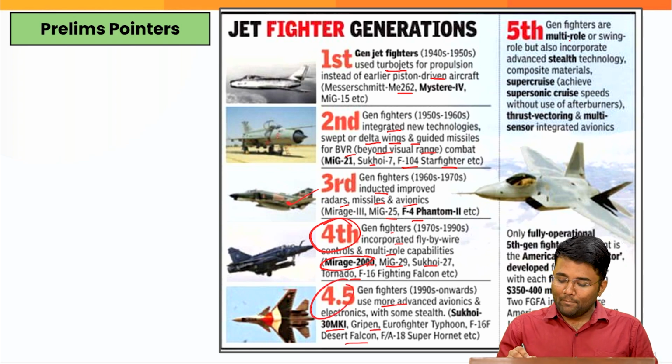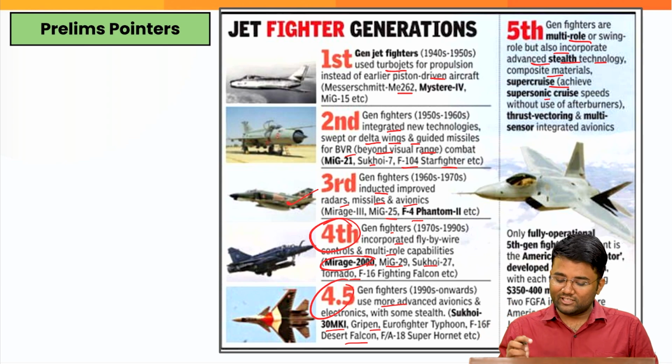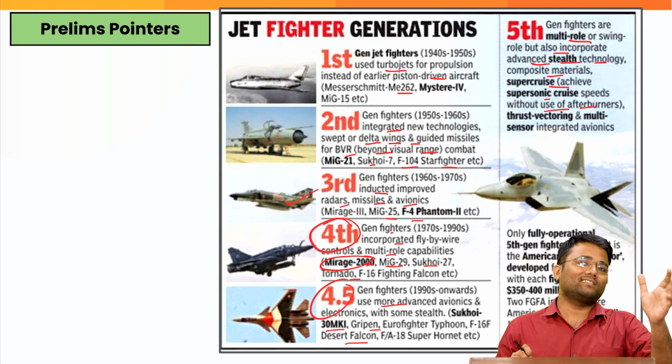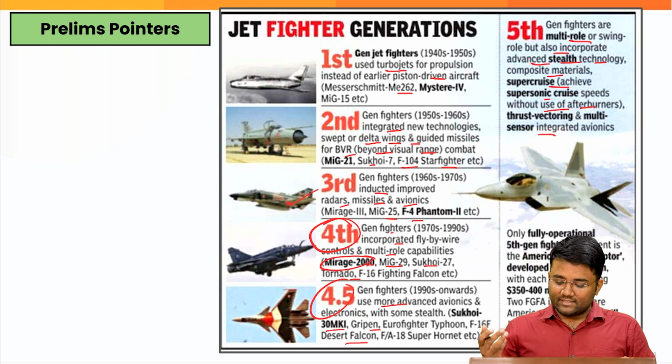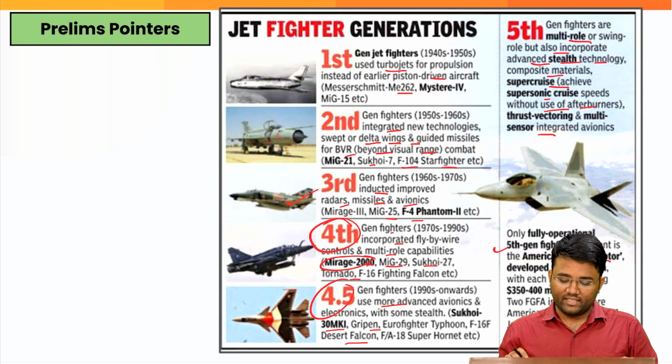Fifth generation are the multi-role or swing role, but also incorporate advanced stealth technology, composite materials, supercruise and supersonic cruise speeds without use of afterburners. And afterburners are actually the equipments that provide thrust to the aircraft. And they have the better sensors, integrated avionics. And as of now, it is the F-22 Raptor, which is one of the 5th generation fighter aircraft.